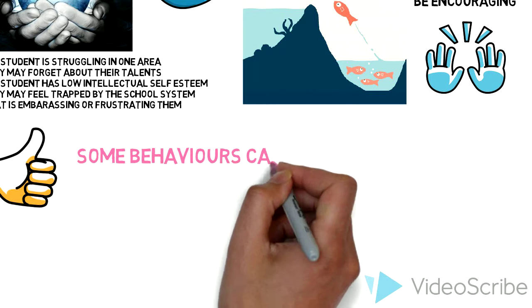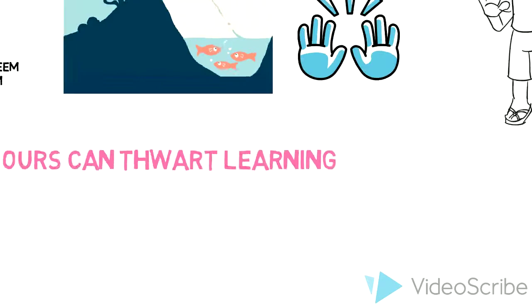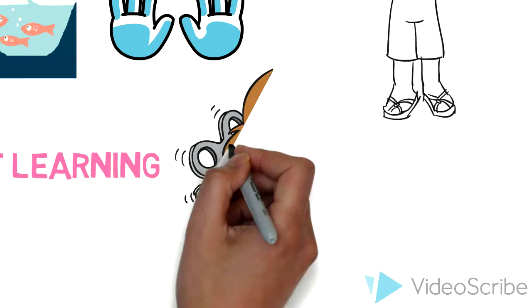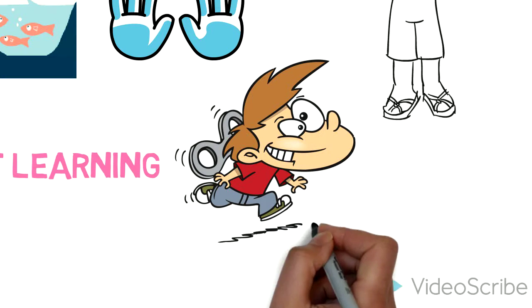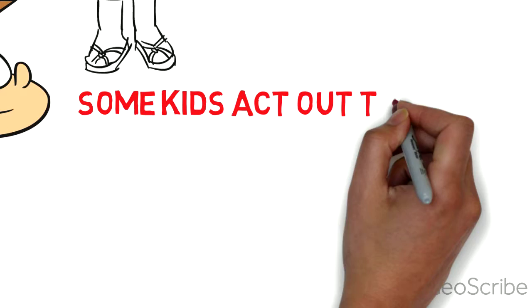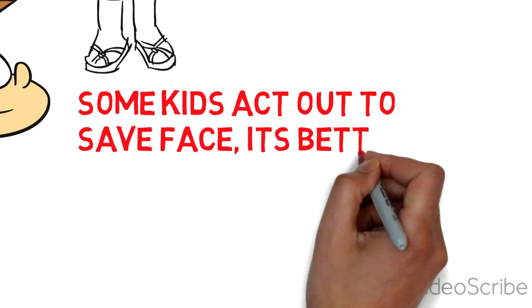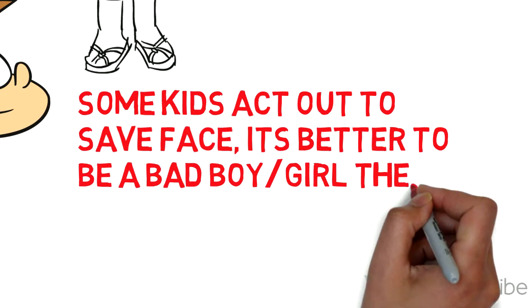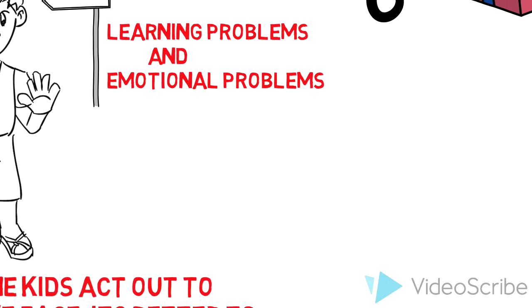Some behaviors can thwart learning. Some dysfunctions inhibit learning as well as self-control. Some kids act out to save face. It's better to be the bad boy or girl than a dummy.